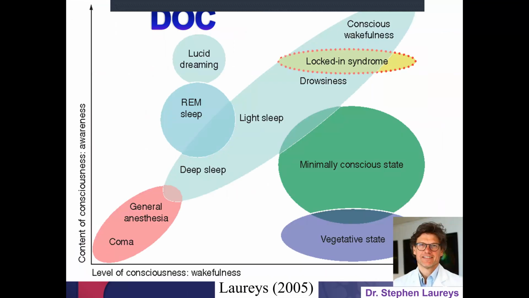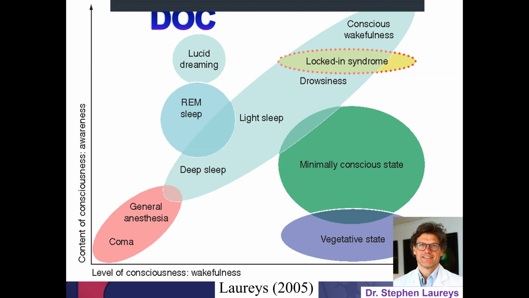In 2005, this very helpful paper helped to present and understand what DOC, or disorder of consciousness, is and what states it includes. You can see that the x-axis reflects the level of consciousness in terms of wakefulness, and the y-axis reflects the content of consciousness in terms of awareness.